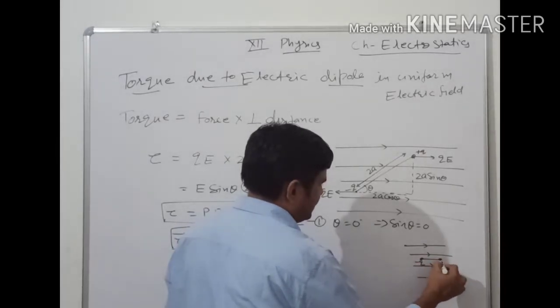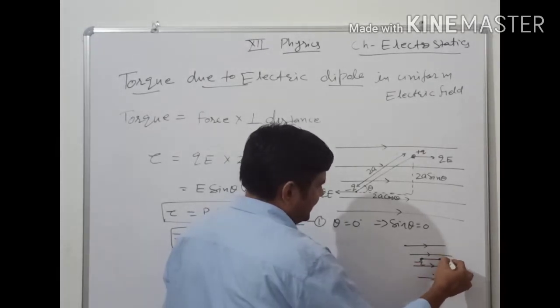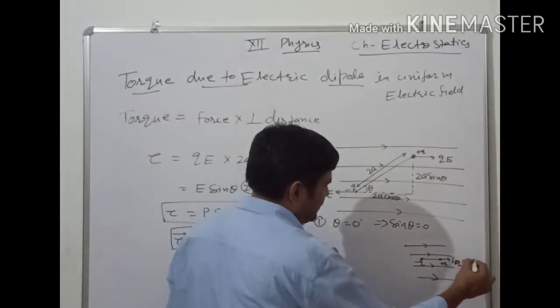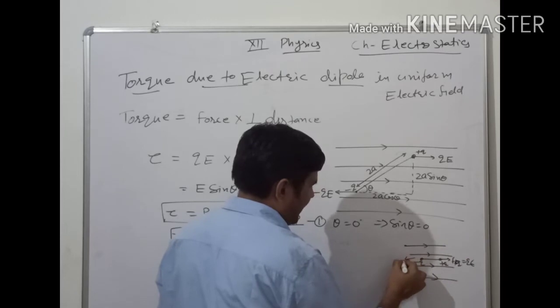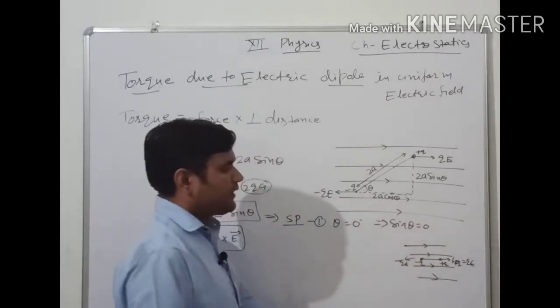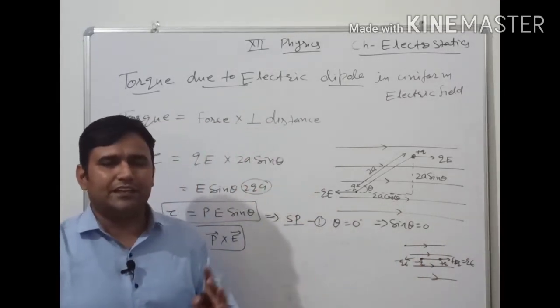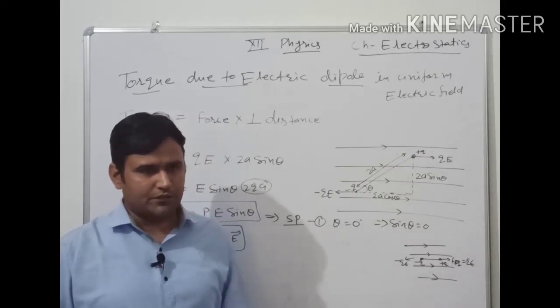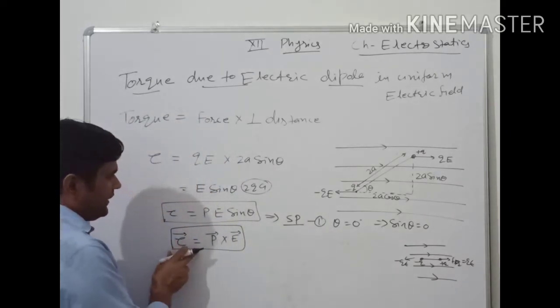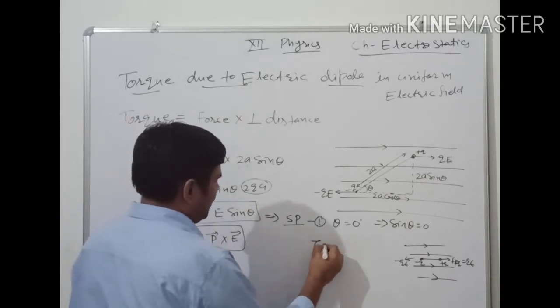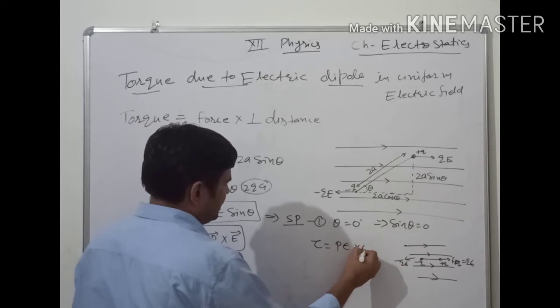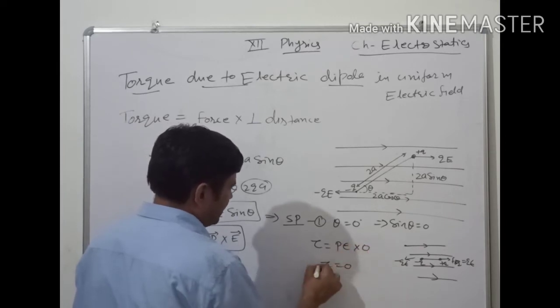It is the minus q, it is the plus q. Now in this case, the force due to plus q is QE, and it is to be the minus QE. They are collinear, that's why there is no rotation. If there is no rotation, it means torque equals 0. And as per these formulations, tau equals PE sin 0. What will it be? 0. Then tau equals 0.